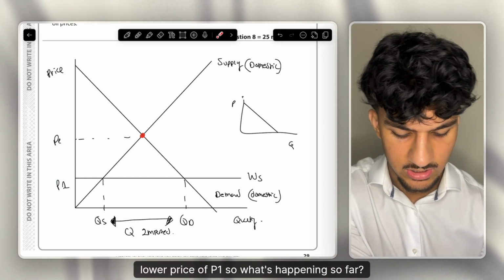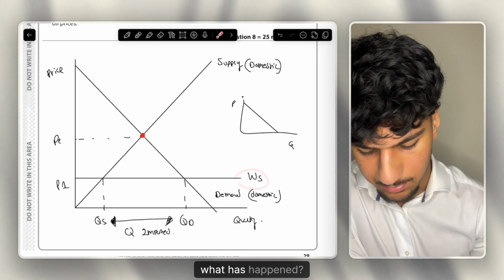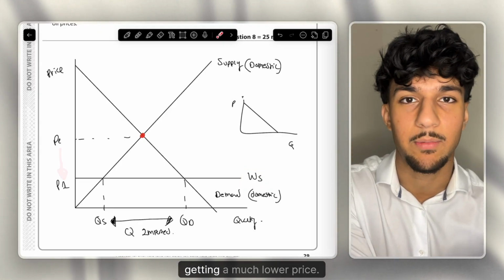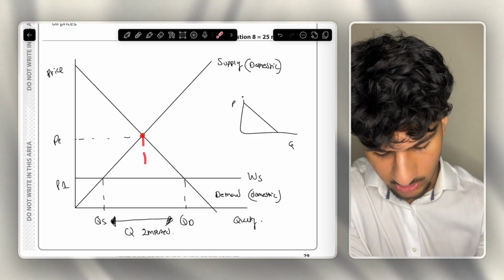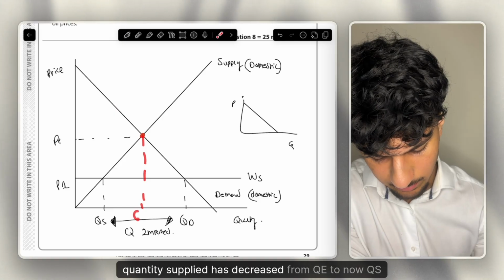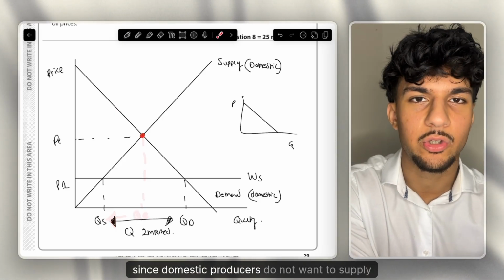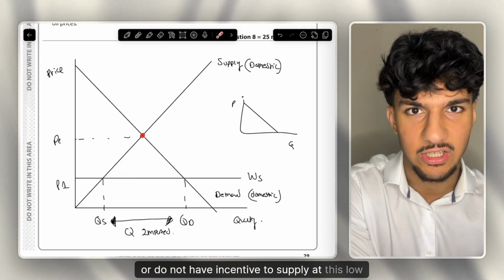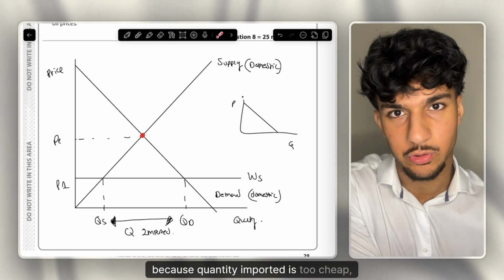So what's happening so far? When we move from a closed economy to globalization occurring, prices have decreased from PE to P1 and consumers are getting a much lower price. But now domestic producer quantity supplied has decreased from QE to QS, since domestic producers do not have incentive to supply at this low price of P1, thus meaning a lot of them may go out of business because the quantity imported is too cheap.